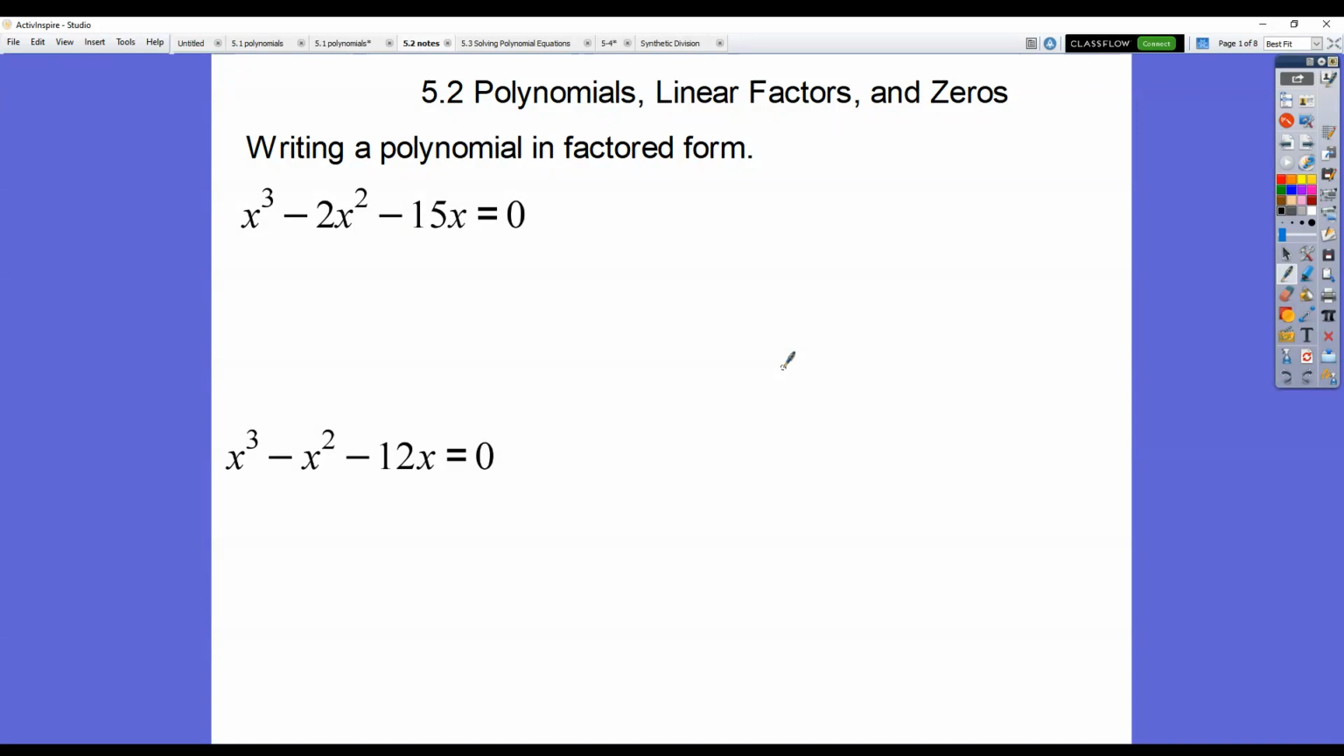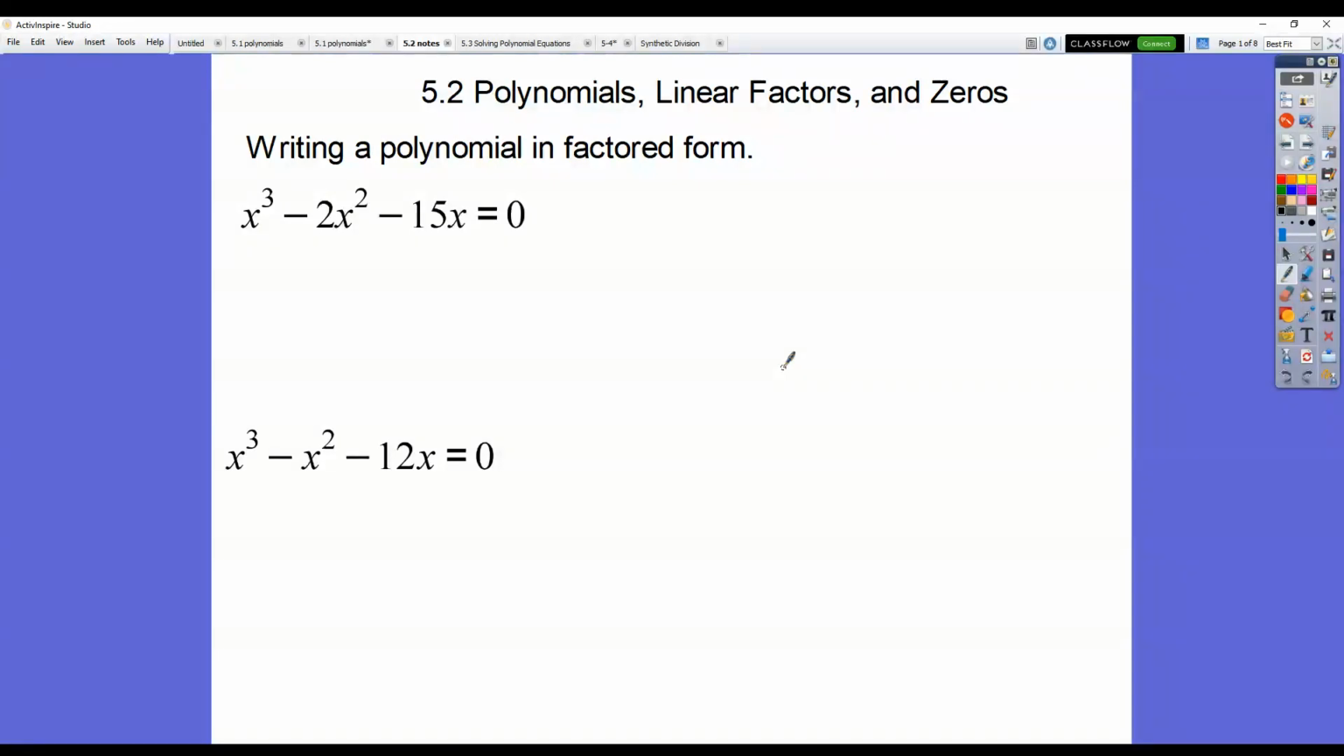So, day one, we're going to focus on can you factor. Then tomorrow, we're going to focus on can you solve, which you may just go ahead and watch all of the notes today because I'm just going to record on one video. Okay, writing a polynomial in factored form.